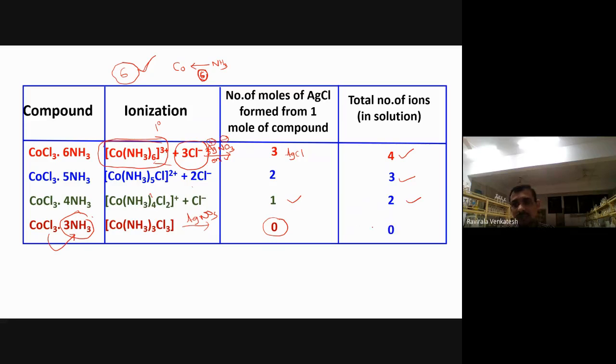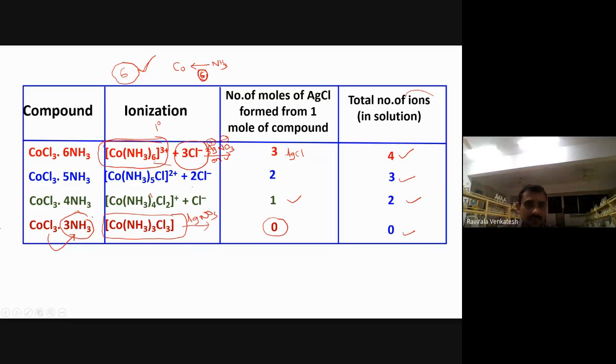And how many total ions? Zero. Because you observe here, do you have any charge? This is not having any charge. Remember, it is not having any type of charge. Chargeless, so that is called a neutral molecule. So the total number of ions is nothing but 0, isn't it?